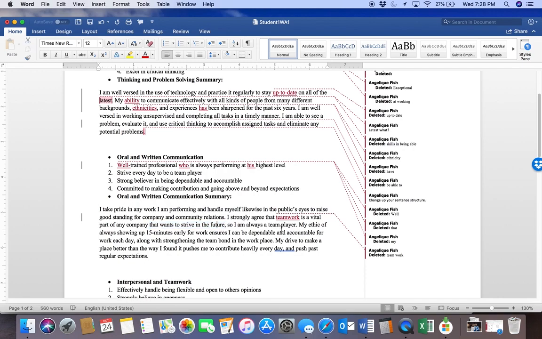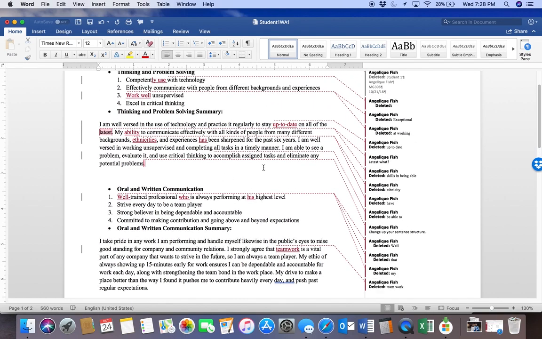One thing too is that with this assignment specifically, you were supposed to summarize how you use or demonstrate your attributes, your personal attributes, right? And so just by saying I'm a team player, that doesn't really summarize the attribute. Same thing kind of up here. You know, I am well versed in working unsupervised. Well, if you work well, and then the attribute was work well unsupervised, but you didn't really say or summarize how you work well unsupervised. So content-wise, that's kind of an issue.